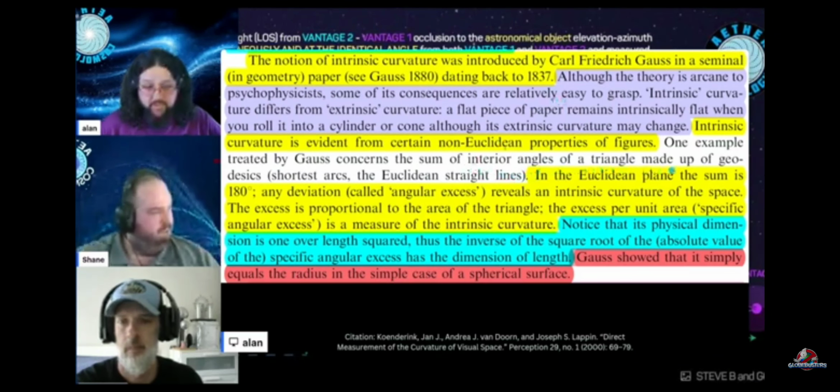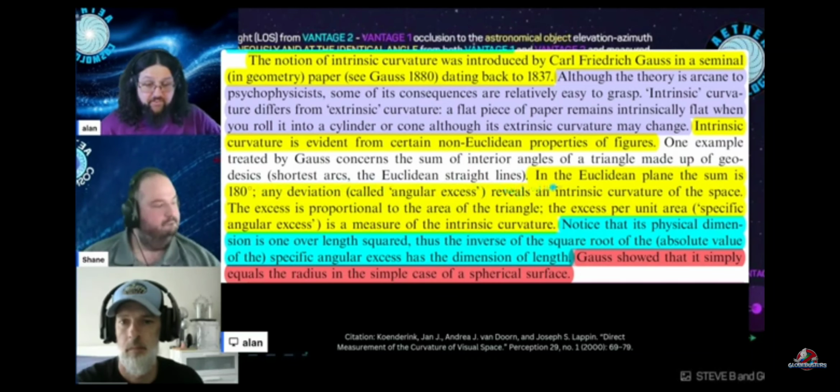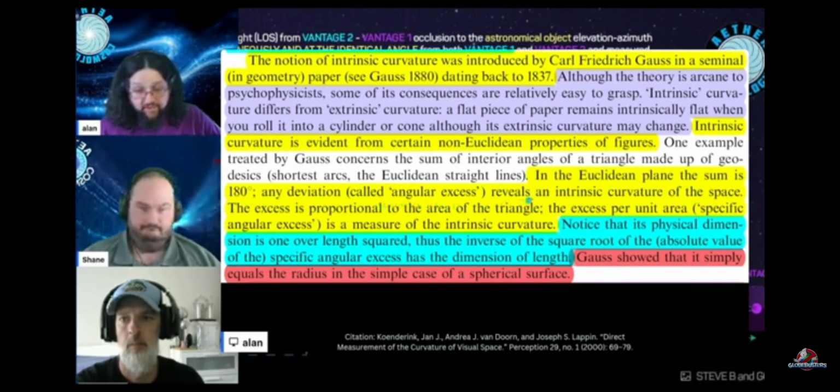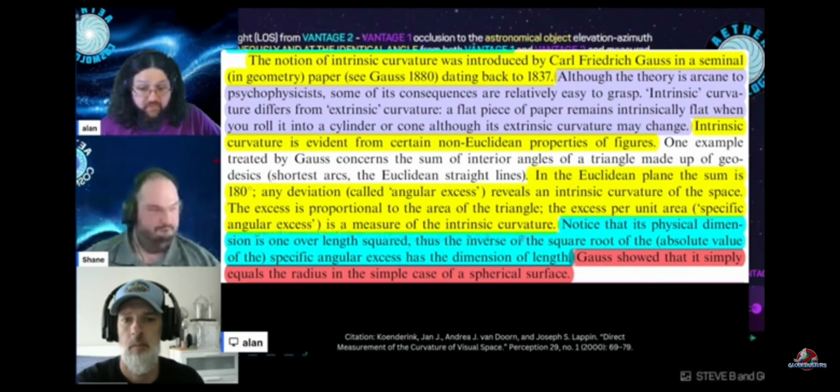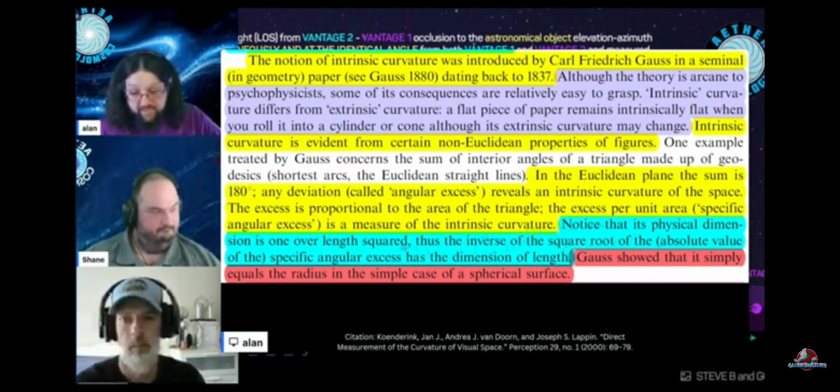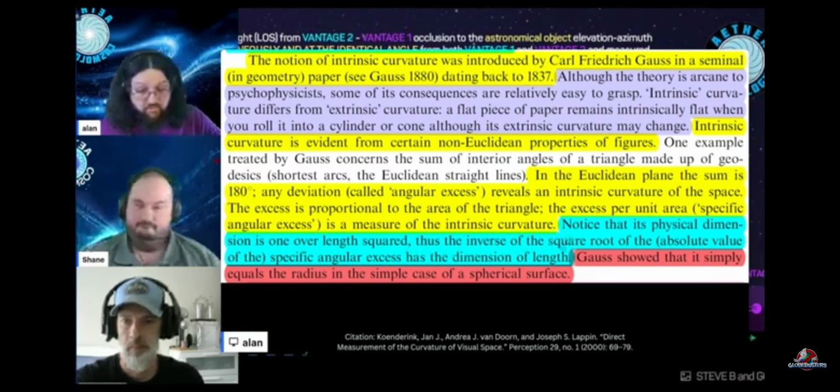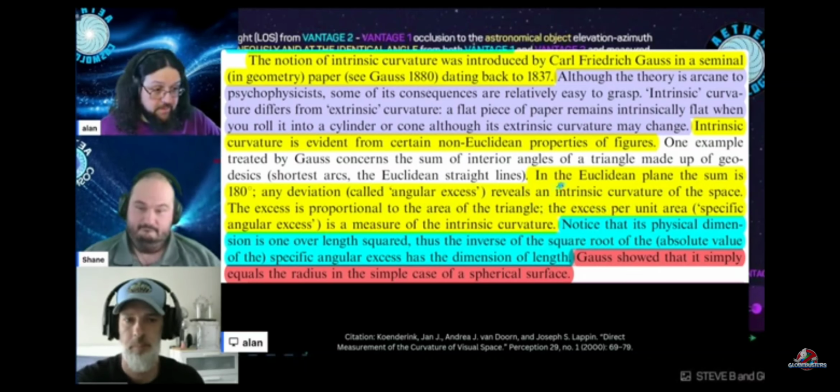In the Euclidean plane, the sum of a triangle is 180 degrees. Any deviation is called angular excess. This reveals the intrinsic curvature of space. The excess is proportional to the area of the triangle, and the excess per unit area is a measurement of the intrinsic curvature. Notice that the physical dimension is 1 over length squared, thus the inverse of the square root of the absolute value, the specific angular excess, has the dimension of length. So the inverse square of the angular excess has a dimension of length to it. It's proportional to the radius that caused the angular excess to be measured in the first place.